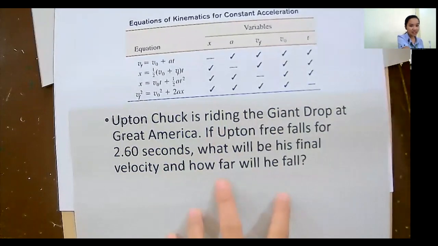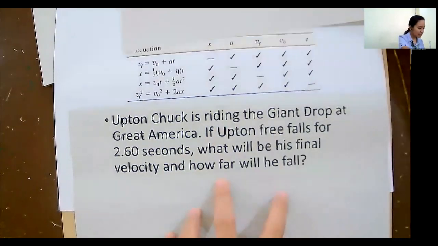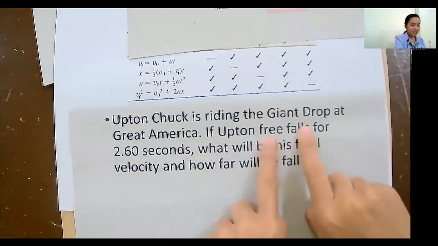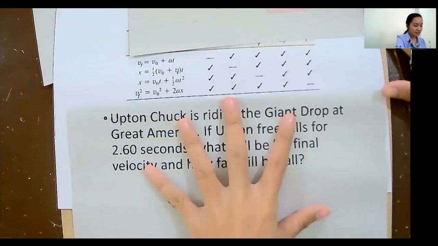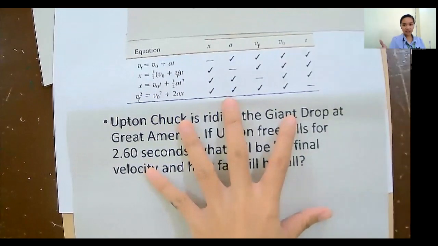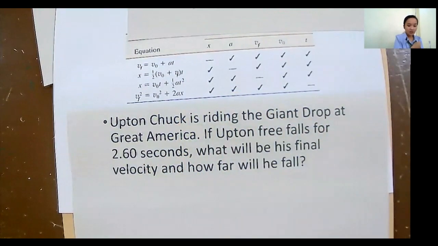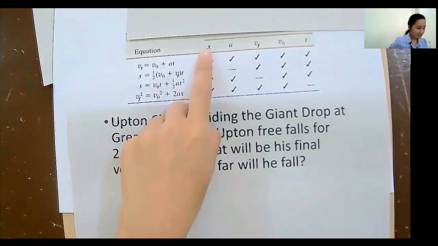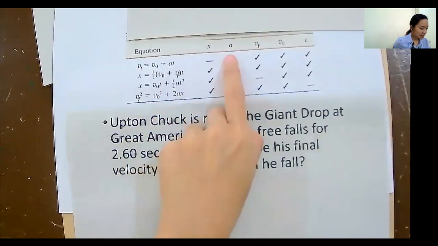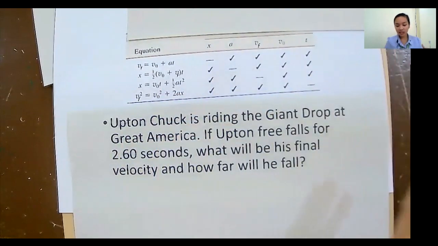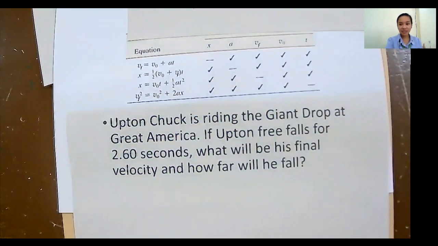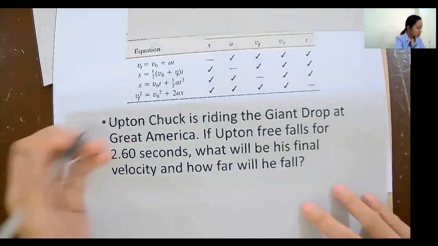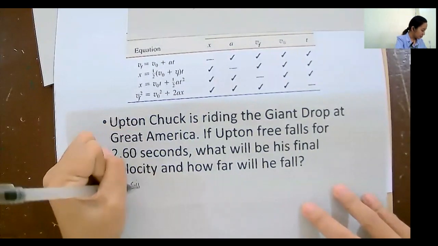In this case, since we have a free fall, it means our direction is along the vertical plane or along our y-axis. So we can change this x to y. And then your a here is automatically negative 9.8 meter per second squared. That's the acceleration due to gravity. So first we write the given.